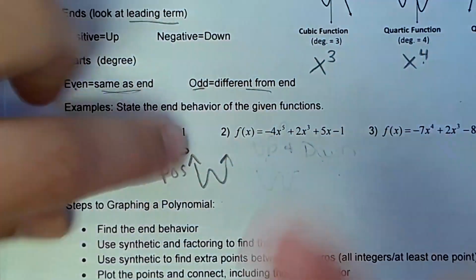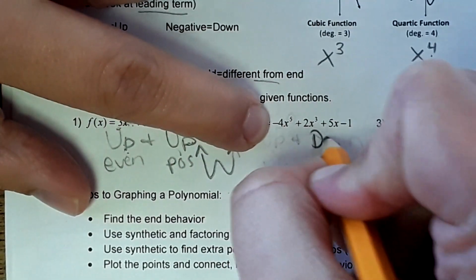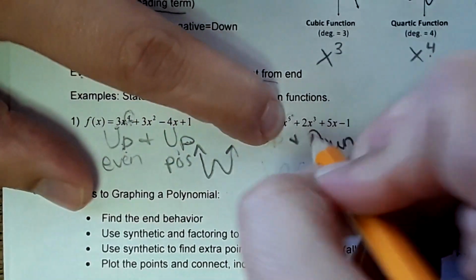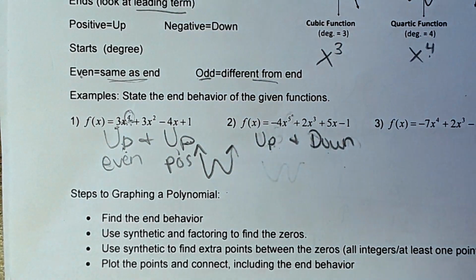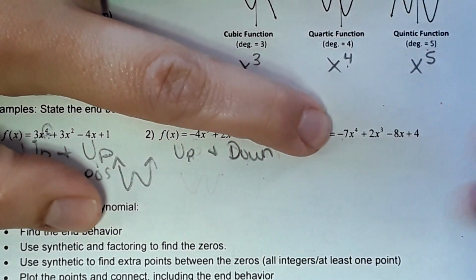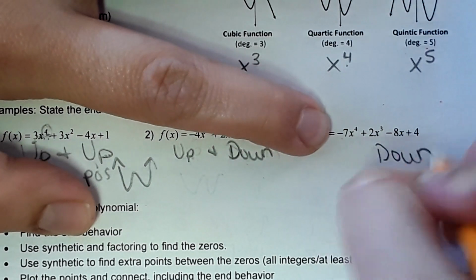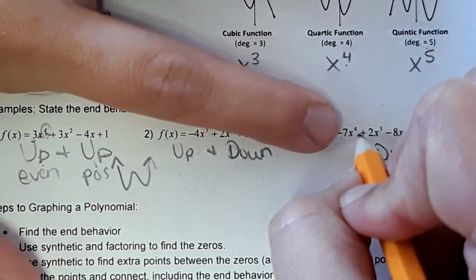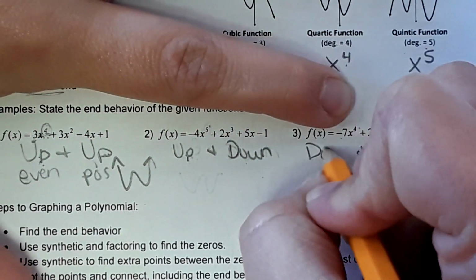Okay. Leading coefficient is negative, so that's down. Then the exponent is odd, so it's different. So it's just the opposite of what you put. Isn't it always just going to be up and down? It's negative. So number 3, the leading coefficient is negative, so that's down. And then this is even, so it's the same.